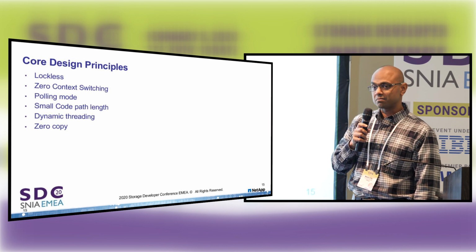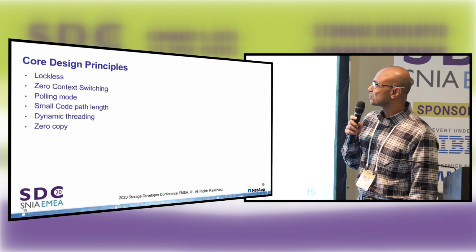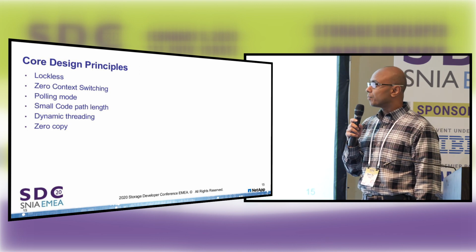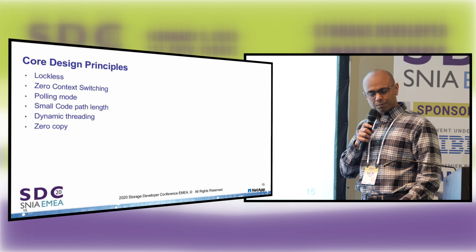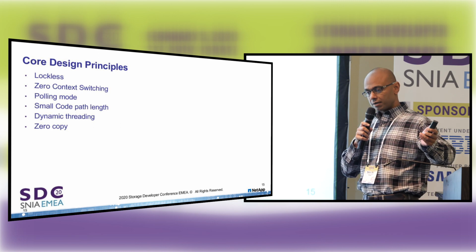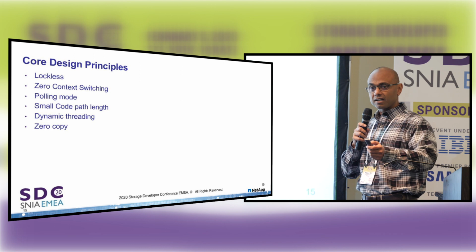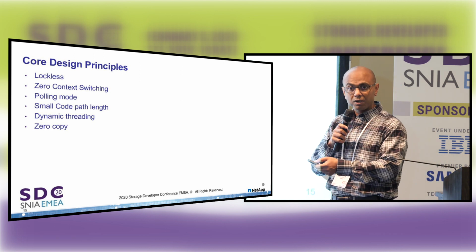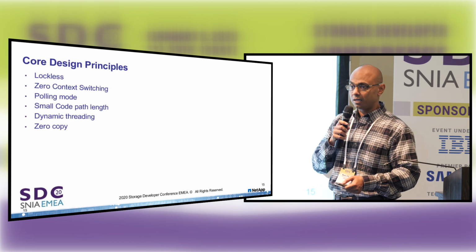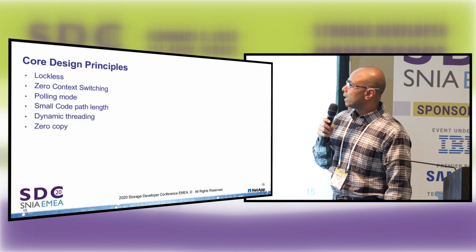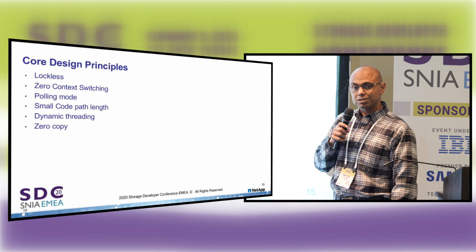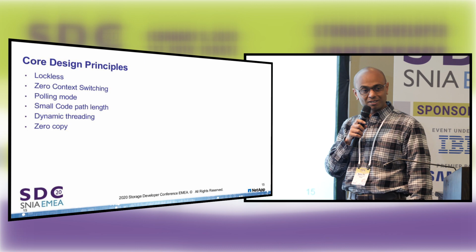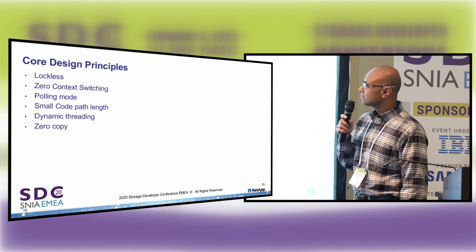Interrupts are a decade back now, so it's all polling mode, small code path length, dynamic threading, and zero copy. So these were our core design principles that we used when we were trying to improve our SCSI stack. And these are the same core design principles that we have been using to build a ground-up NVMe over Fabric stack in ONTAP. Again, all of this seems common sense, but when you start implementing it, there are a lot of issues, especially when you try to do this in a parallel mode.